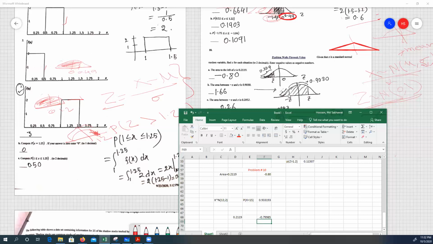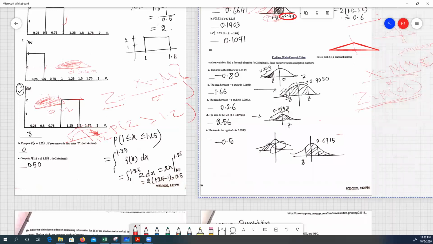So that means this area and this area are the same. The area in the middle is 0.9030, the area of the shaded region. The total area is 1. To find the area of the unshaded region, you can subtract 0.9030 from 1. So 1 minus 0.9030 will give you the area of this one and this one. Since these two areas are equal, you can divide this number by 2 to get this area, right?